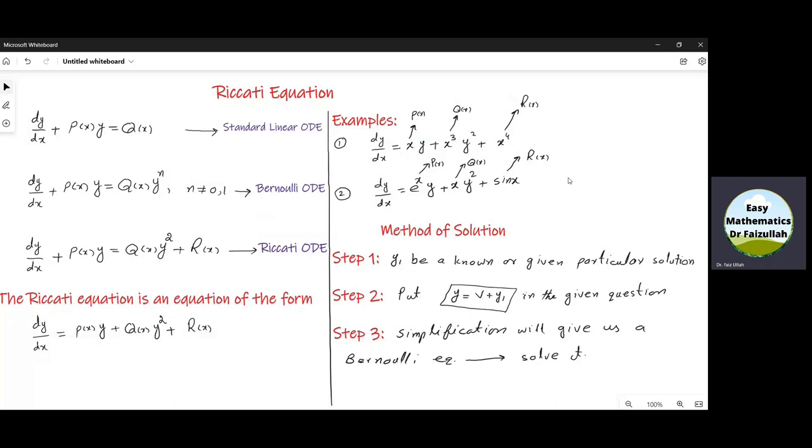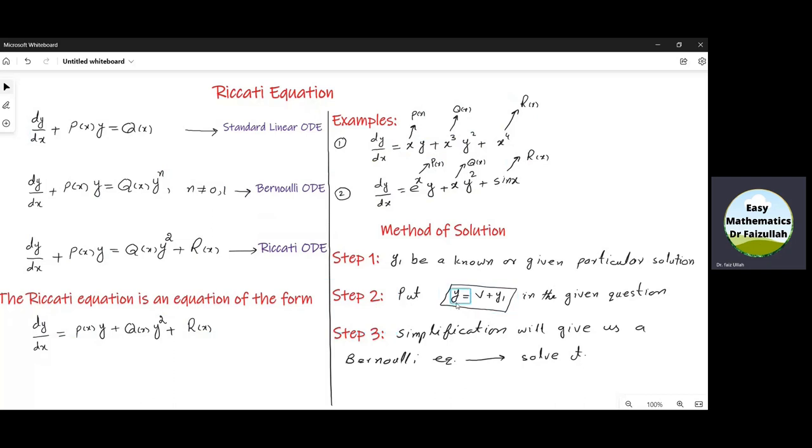Now, if we are given a Riccati ordinary differential equation, how can we solve that equation? So let us see the method of solution. Step number one: for a Riccati ordinary differential equation, one particular solution, let us say y1, must be given in the question, or it must be known. If it is not given, by guessing, we shall find one particular solution. So let us say y1 is given. Then we can go to step number two.